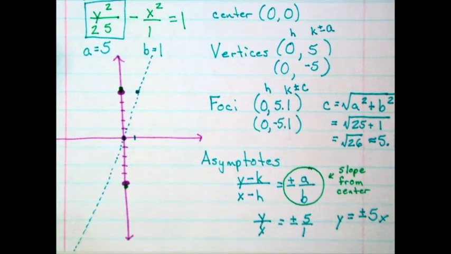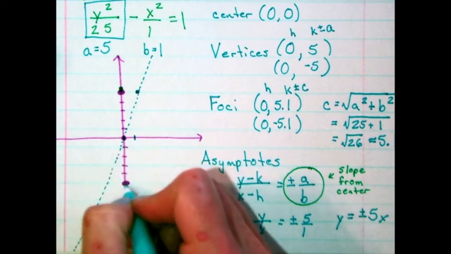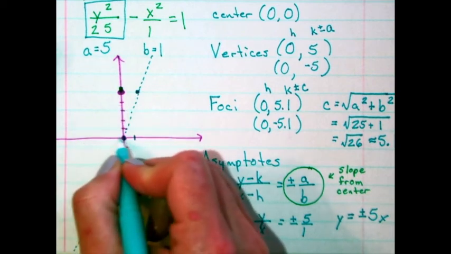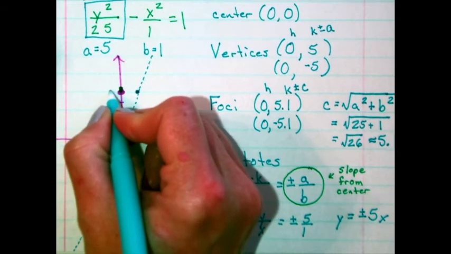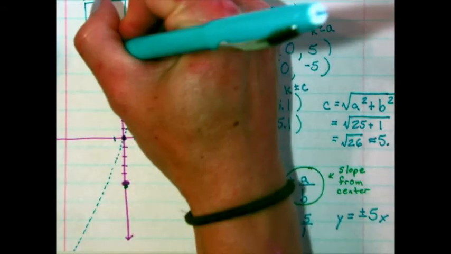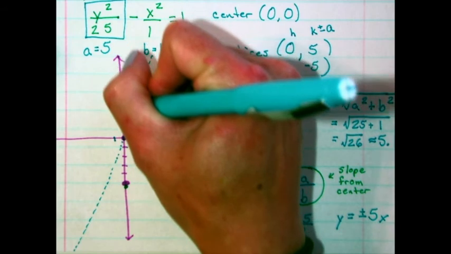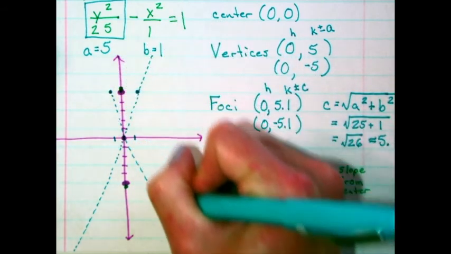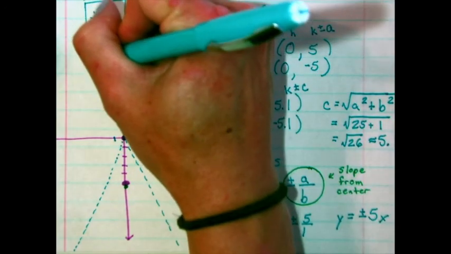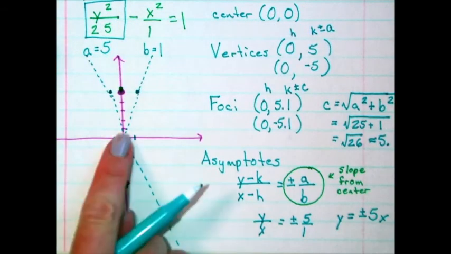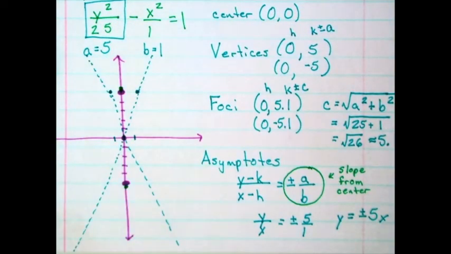So there's one asymptote. And we can go down and right or up and left as long as we get that other negative sloped line. That's what we're going for. So we can always count it from the center like that. We could have graphed both of these lines, y equals 5x and y equals negative 5x, and that would have been fine. It would have given us the same thing.